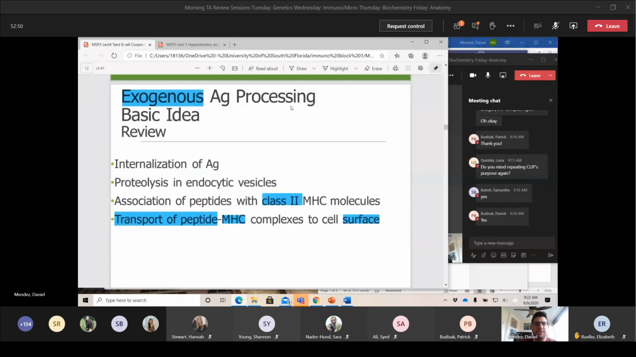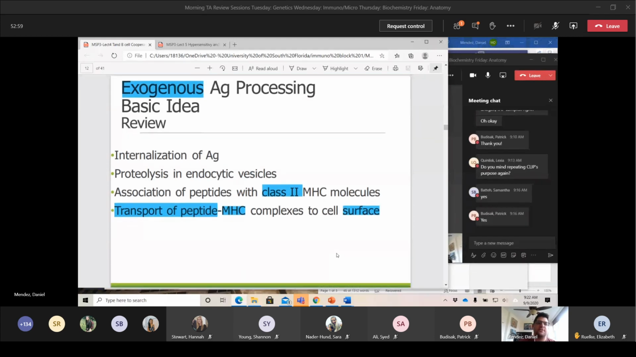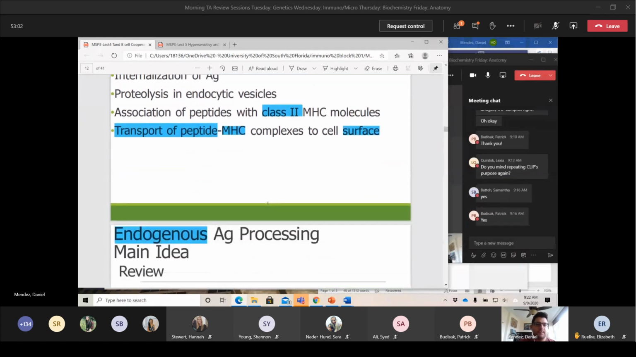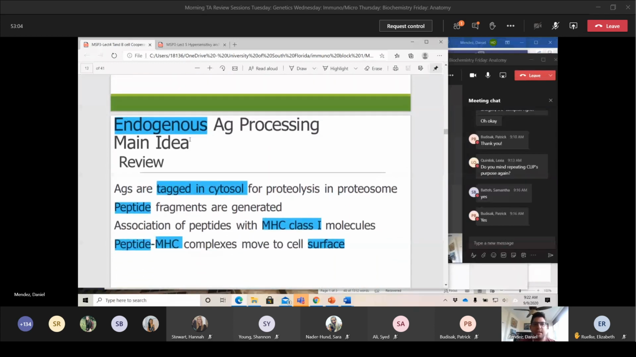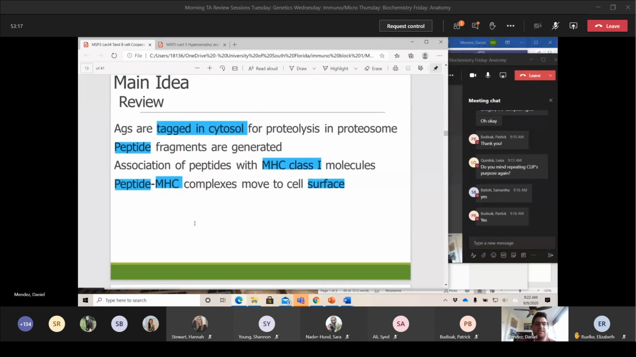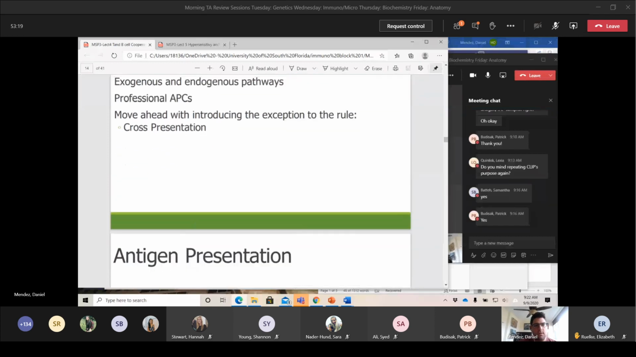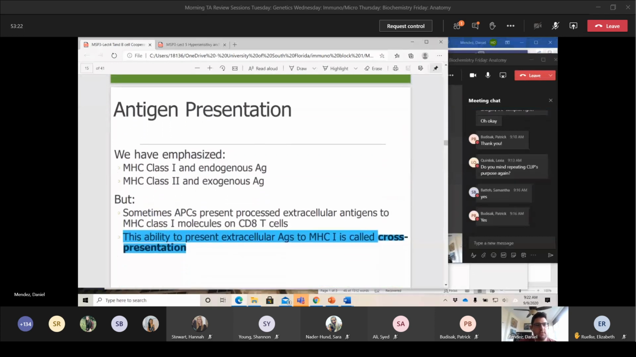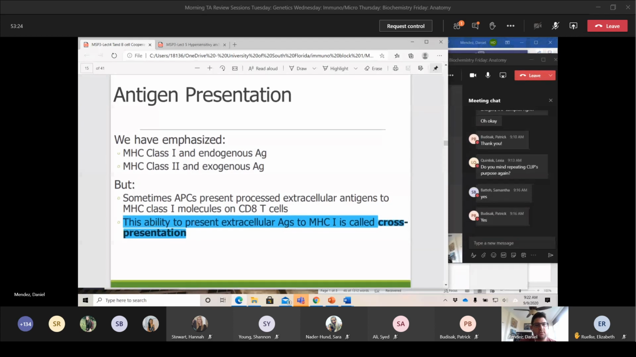So we went through this pretty much already. So the exogenous antigen presentation, class 2, invariant chain, CLIP, class 2 coming on the surface, and it's going to activate CD4. Same thing, endogenous class 1 being peptide fragments, viral infection, tumors, TAP, tapasin, and it's going to be presented onto the surface to interact with CD8. All right, so now hopefully we can get into the actual talk here.